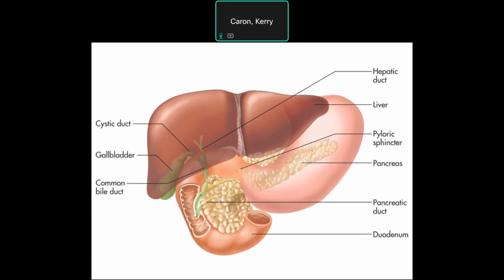So where did we leave off here? We left off at the pyloric sphincter right here. You can see its proximity to the liver and the gallbladder. We're going to see some action here from the liver and the gallbladder dumping secretions into the duodenum, the first part of the small intestine.